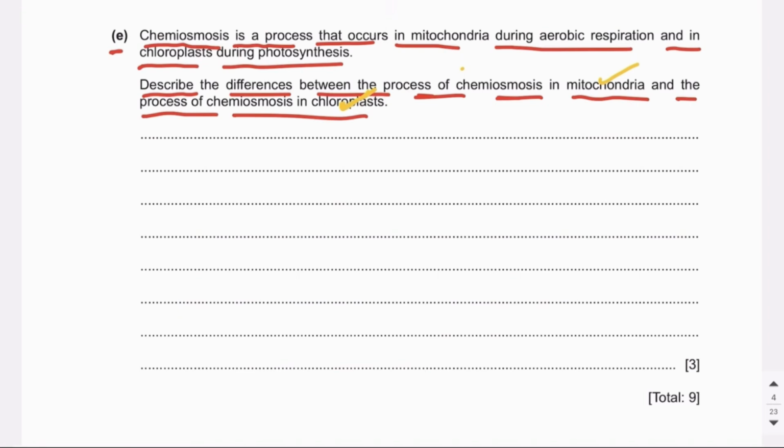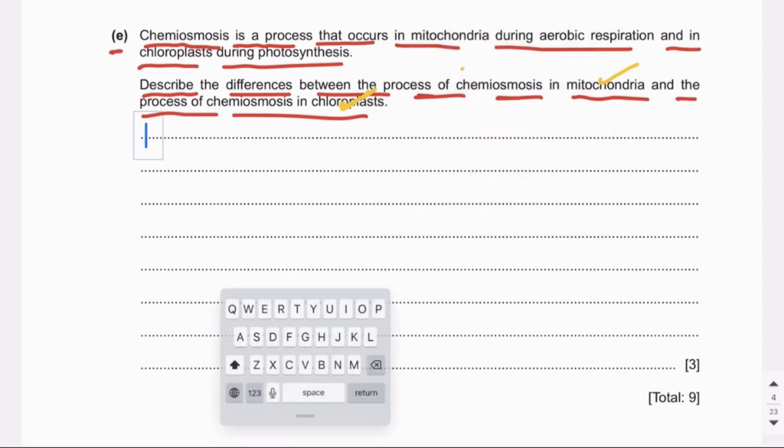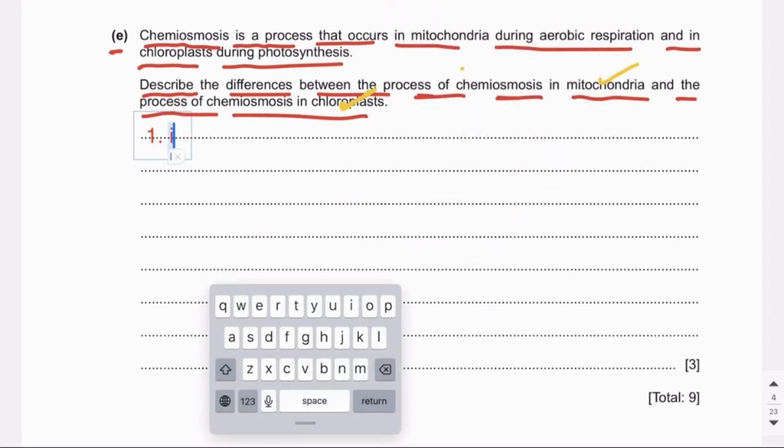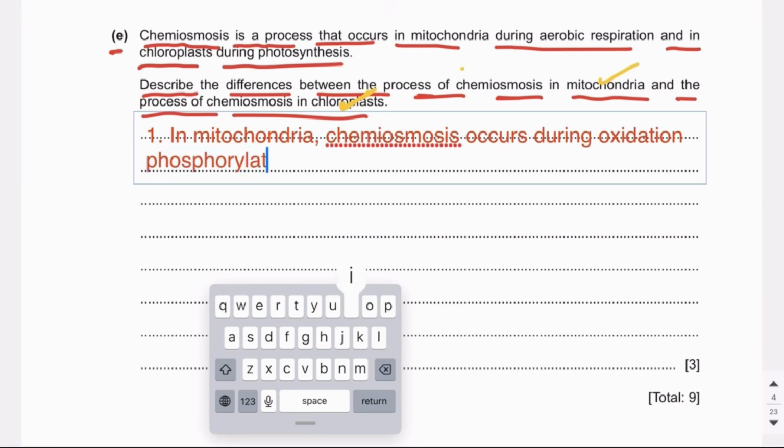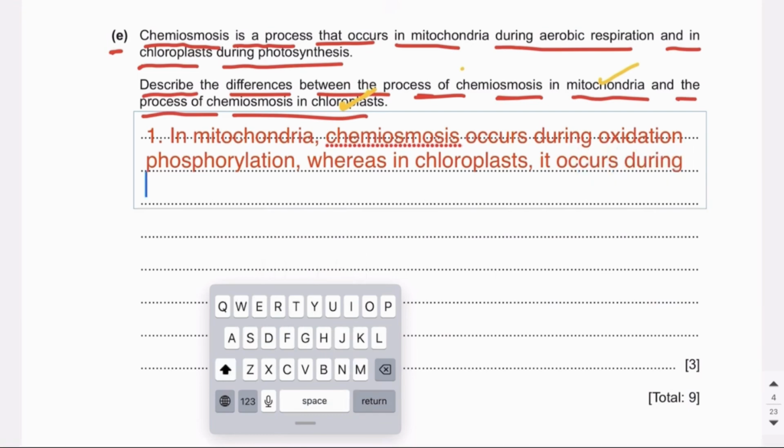Okay, let's write down the differences. In mitochondria, chemiosmosis occurs during oxidative phosphorylation, whereas in chloroplasts, it occurs during photophosphorylation. All right.